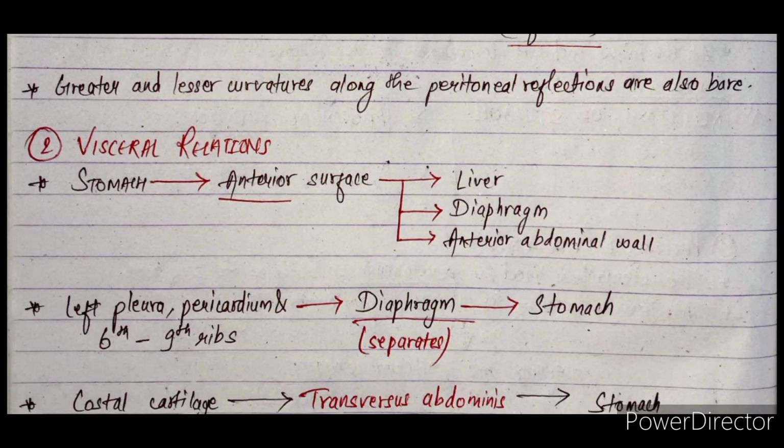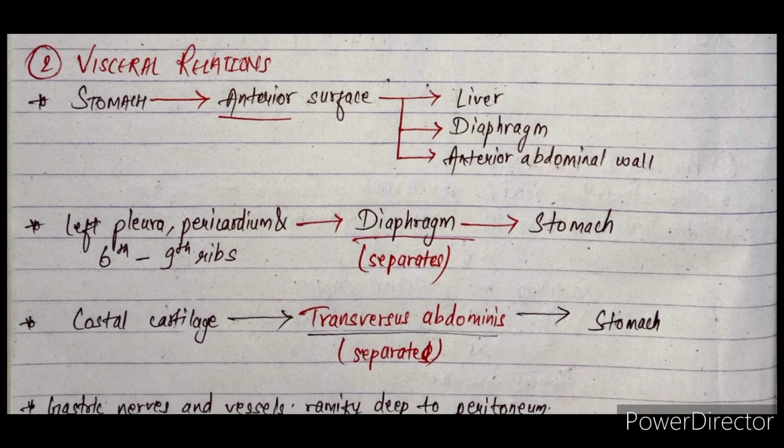Now we will study about the visceral relations of the stomach. So anteriorly, the stomach is related to the liver, diaphragm and anterior abdominal wall.